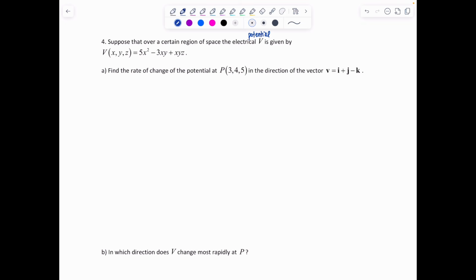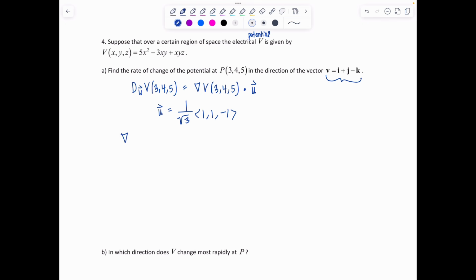So in order to compute the directional derivative of v at p, what I need to do is find the gradient of v at (3, 4, 5), and then dot it with u. So u has to be in the direction of v, but it needs to be a unit vector. And v's magnitude right now is, that's right, root 3. So my vector u is 1 over root 3 times (1, 1, -1).